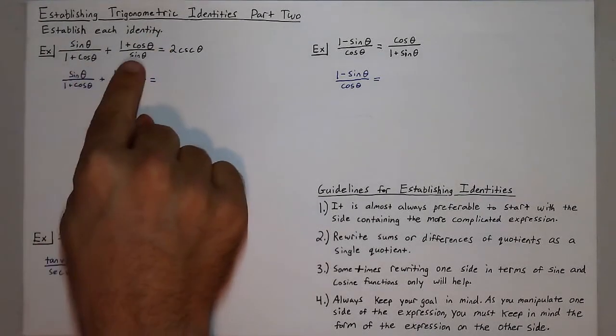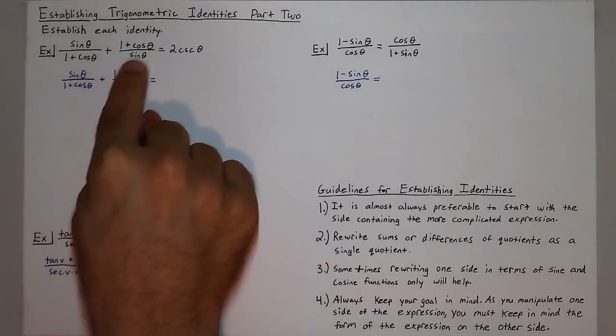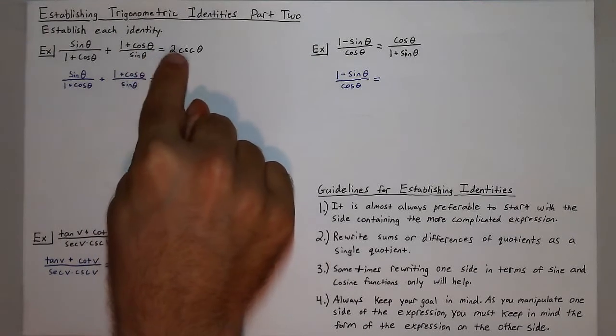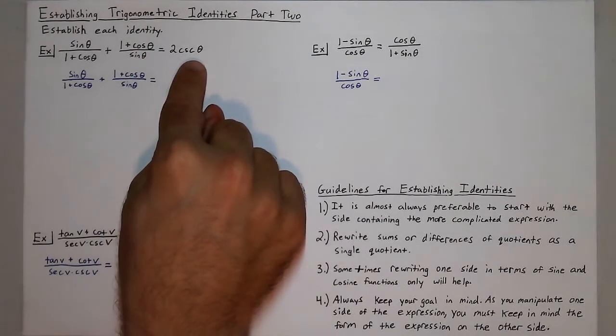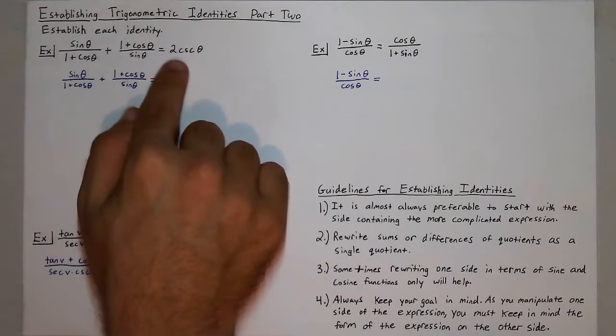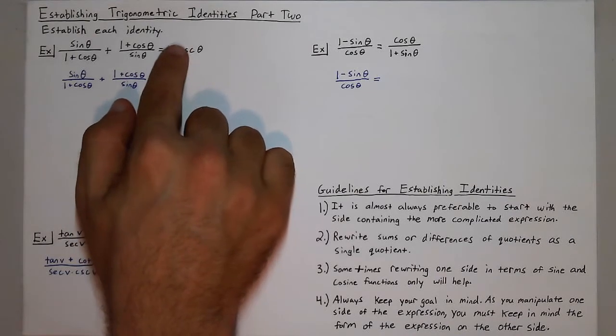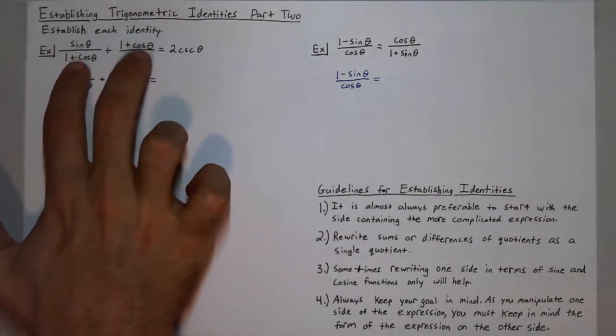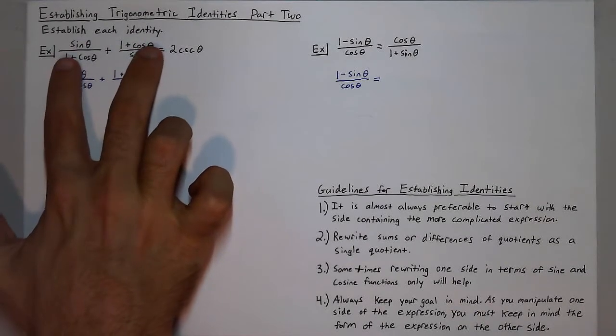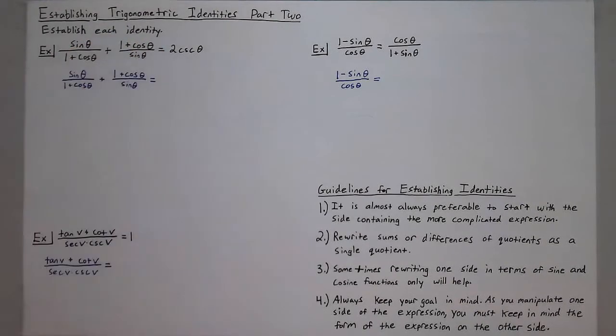This expression on the left can incidentally be simplified to 2 cosecant of theta. Now, I'm going to keep my end goal in mind here. This is just one term, while this is 2 terms. So I'm going to find a way to combine these 2 fractions into one. And the best way I know how to do that is to find a common denominator.